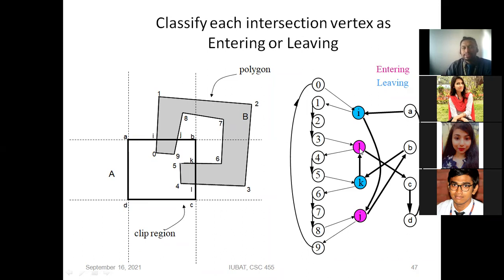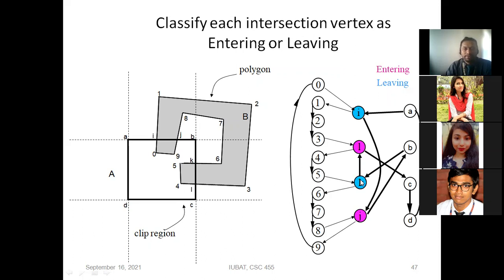Now entering vertex has the rule to go on the left hand side. I have two ways. You can see that from L I can go to C, I can go to 4. So I cannot go to C at this moment because this is the entering vertex. The rule says you should go on the left hand side. So I go L to 4, then 4 to 5, then 5 to K. K is a leaving vertex.